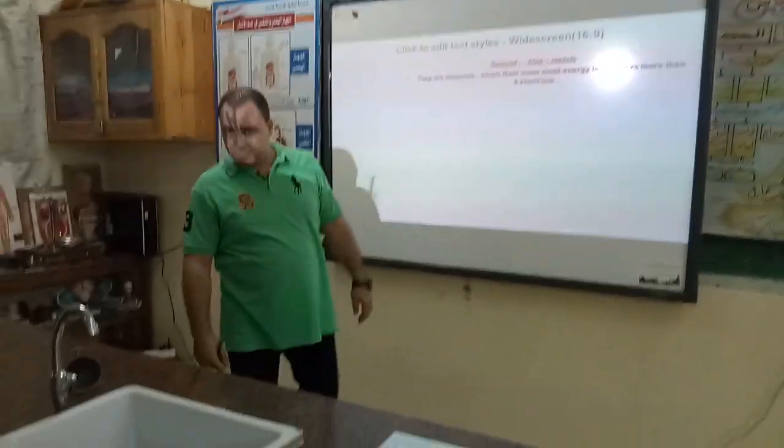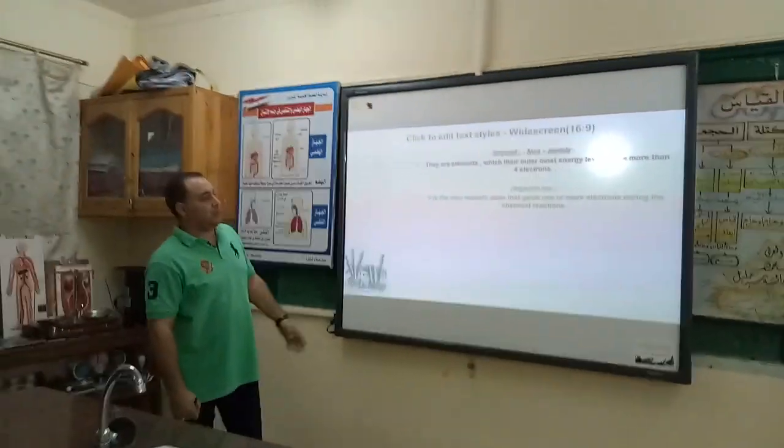Nonmetals, they are elements... Rahman, what's meant by nonmetal? They are elements whose outermost energy level has more than 4 electrons. Okay? After that, we are going to study the negative ion. What's meant by negative ion? Abir, what's meant by negative ion? It's a nonmetallic atom that gains 1 electron or more during a chemical reaction.